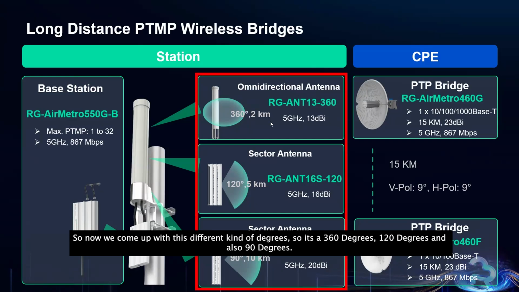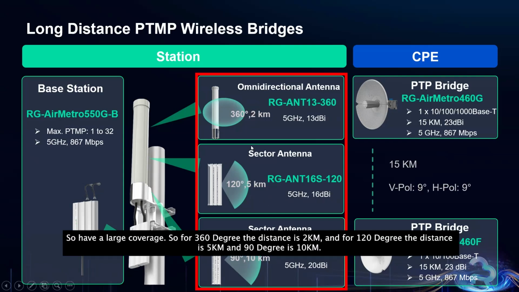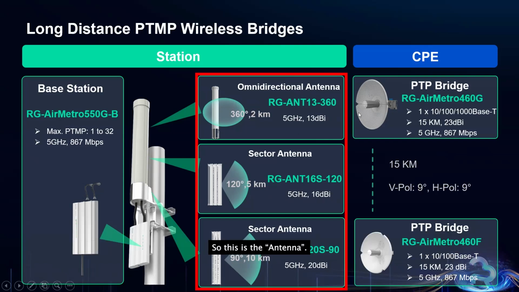So we have 360 degrees, 120 degrees, and also 90 degrees, so we have a large coverage. For 360 degrees, the distance is only 2 kilometers, for 120 degrees it is 5 kilometers, and for 90 degrees it is 10 kilometers. Okay, so these are the antennas.